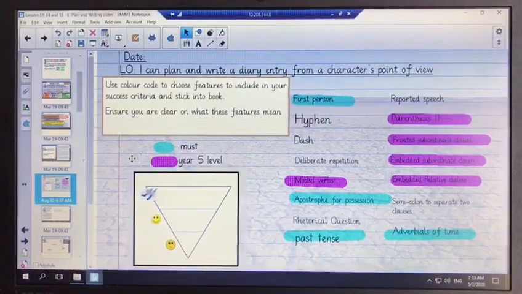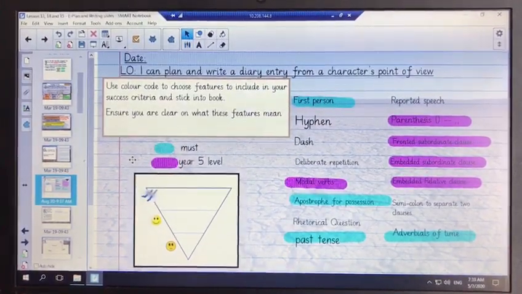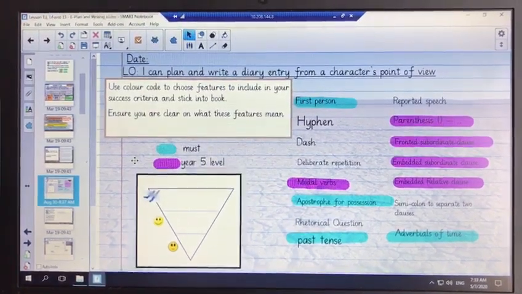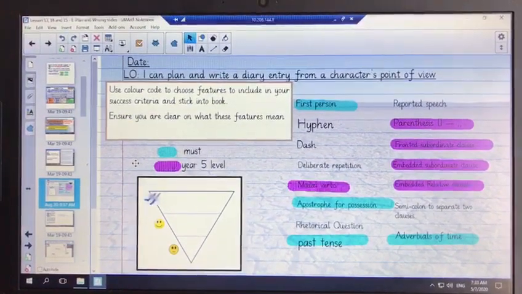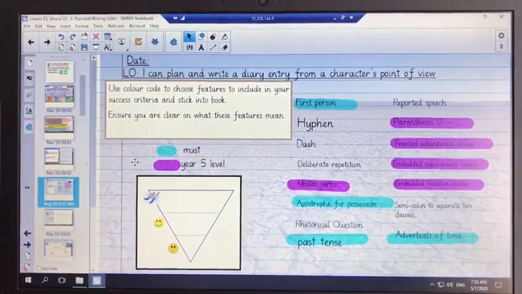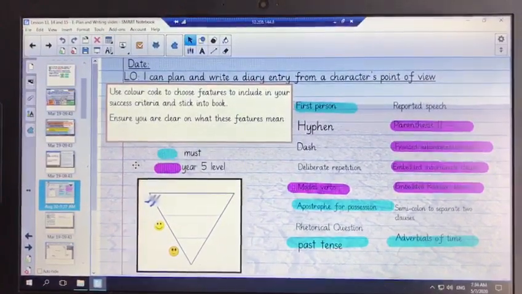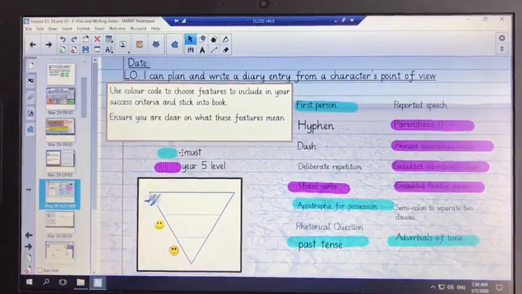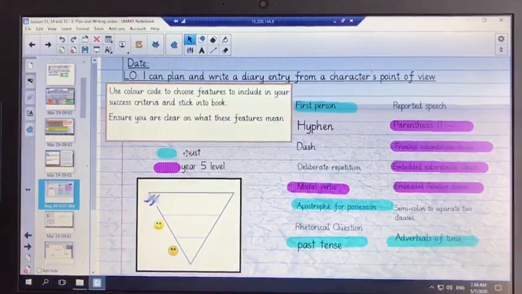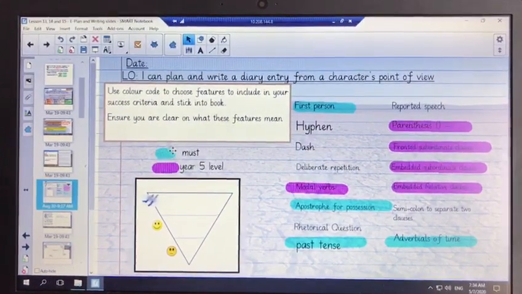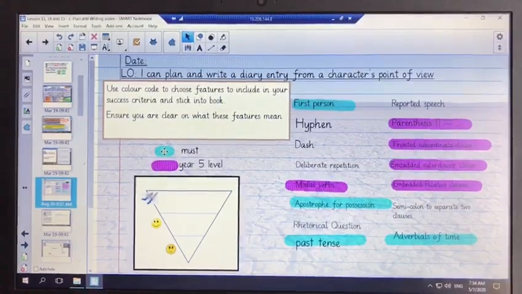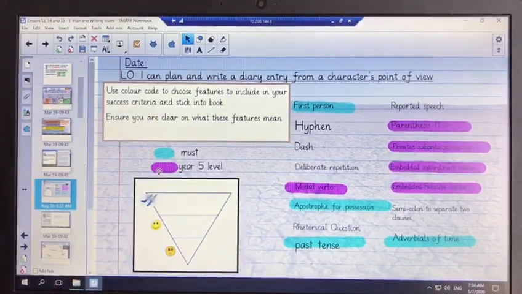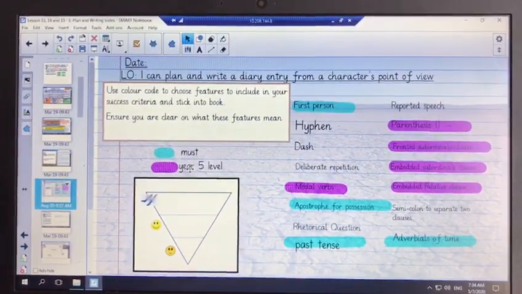As we do in school, the first thing we'd like you to do is to create your success criteria. Use the colour code to choose features to include in your success criteria and then stick into your book or on your paper. Ensure you are clear on what these features mean. Anything that is highlighted in blue is something that you must include, and these are features which are very important for a diary entry. And anything that's highlighted in purple is our Year 5 level.